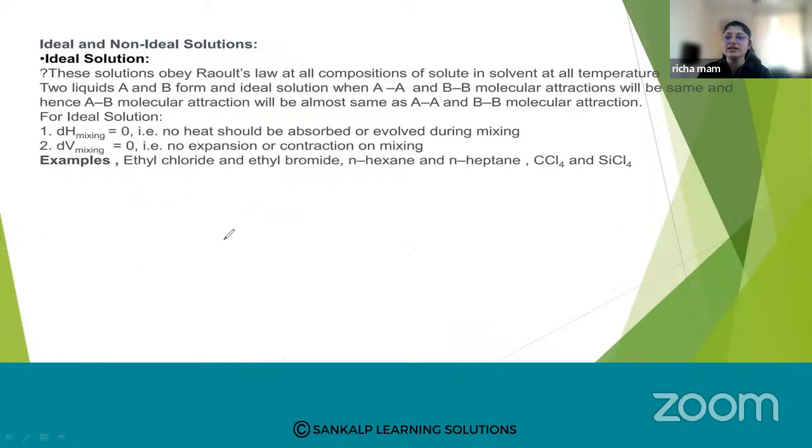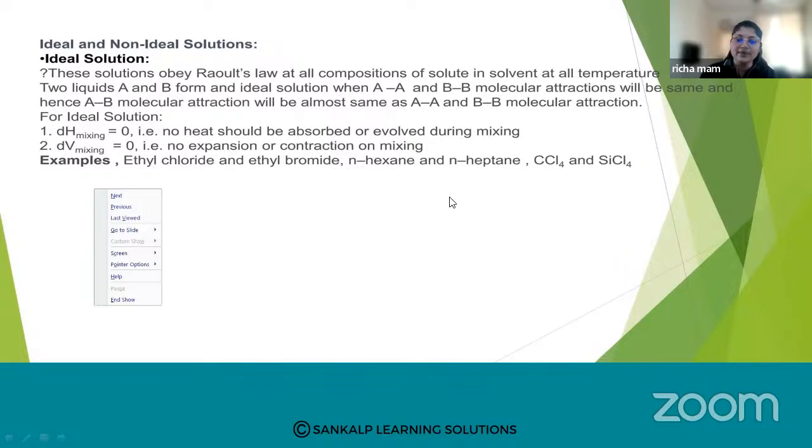So whenever we are discussing ideal solutions, they obey Raoult's law. The AA interactions equal BB interactions equal AB interactions, and delta H mix, the change in enthalpy, will be equal to 0. So no external heat is required during the mixing. Then the next point is delta V mix, that is the change in volume after mixing, which is also equal to 0. So these are the conditions for the ideal solution. Is it clear?